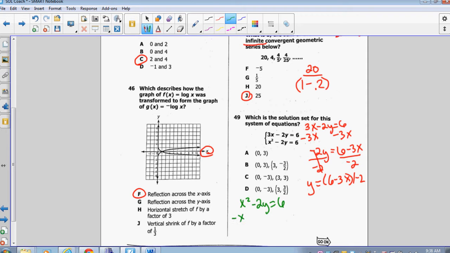Then the second equation, we had x squared minus 2y equals 6. So do the same exact thing, subtract the x squared. Negative 2y equals 6 minus x squared, and then divide by negative 2, so that your second one is y is equal to parentheses around the 6 minus x squared, then divided by negative 2. So you're going to put both of these into your calculator.